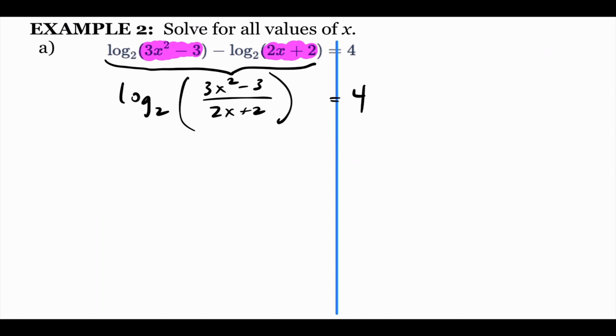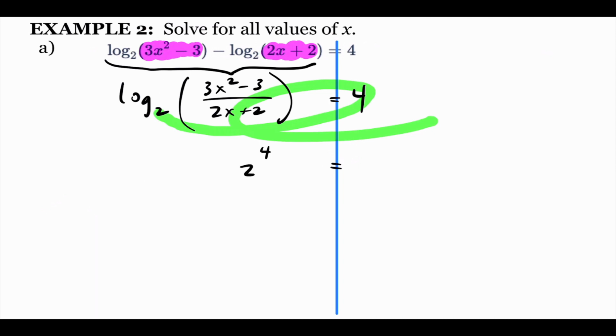Condense, good. Done. I only got one log and they're combined using division. Now let me use the loop trick to change it from a log to an exponent. So I get 2 to the 4th power equals the fraction 3x squared minus 3 over 2x plus 2. Not 12, 2. 2 to the 4th, 2 times 2 times 2 times 2, is positive 16.